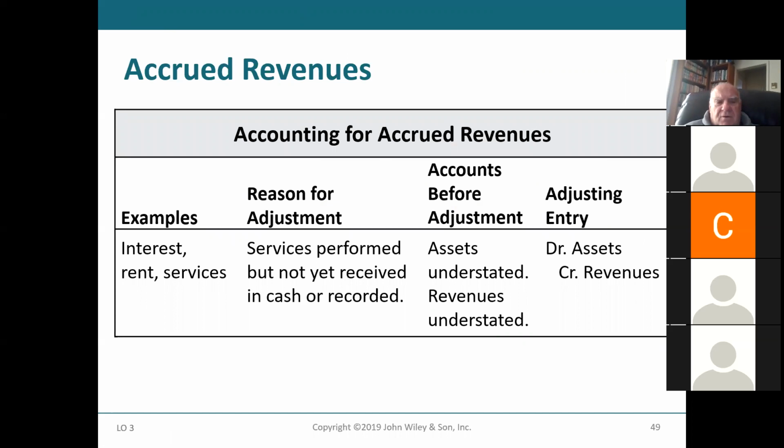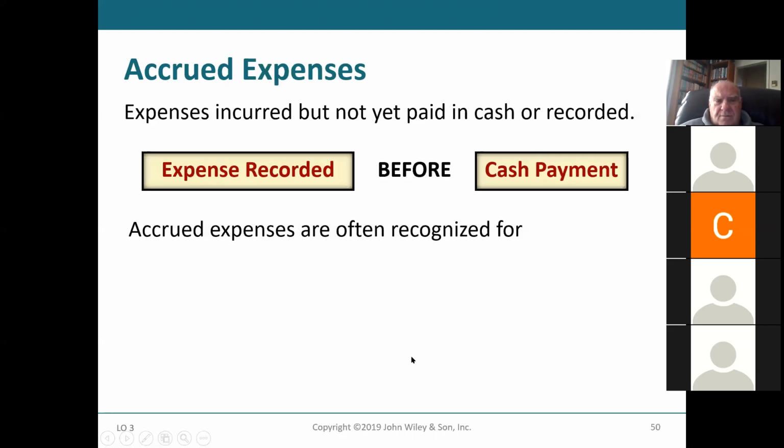Accounting for accrued revenues. Accrued revenues: we're talking interest, rent, services. The services were performed, but not yet received in cash or recorded. If we don't do these entries, your assets are understated, revenues are understated. So it's always going to be a debit to an asset, credit to revenues.